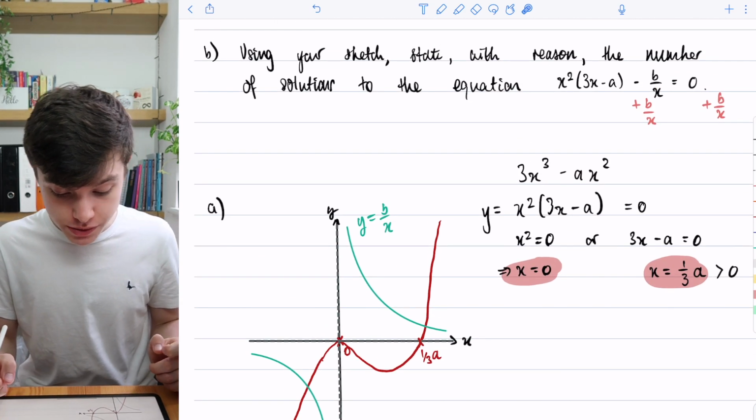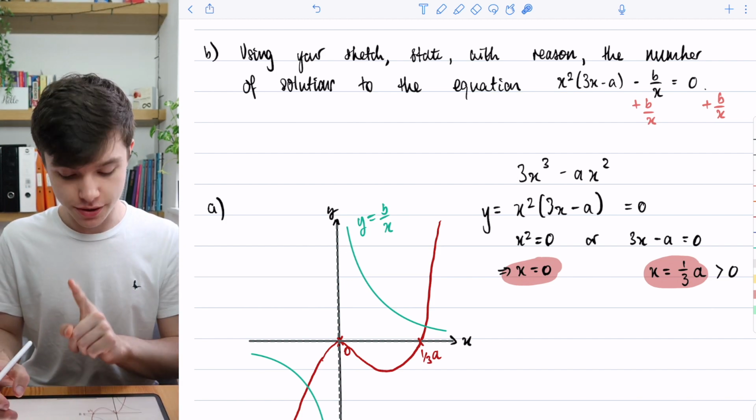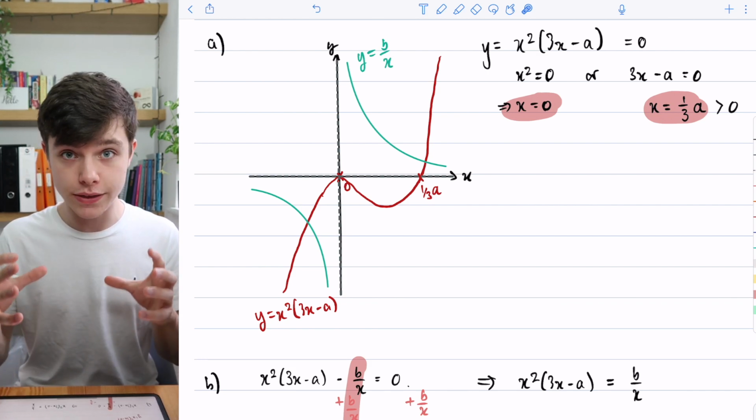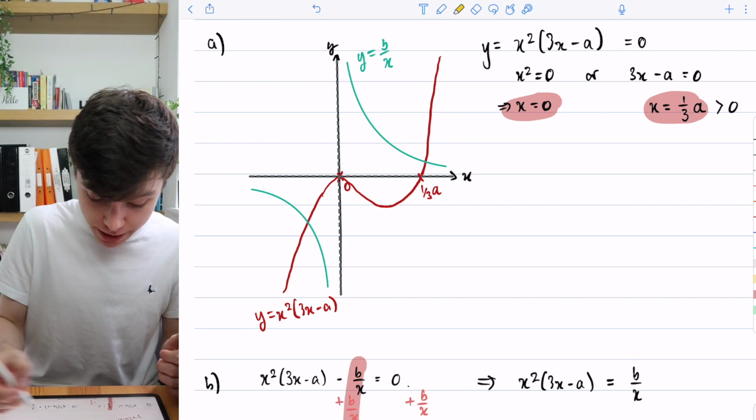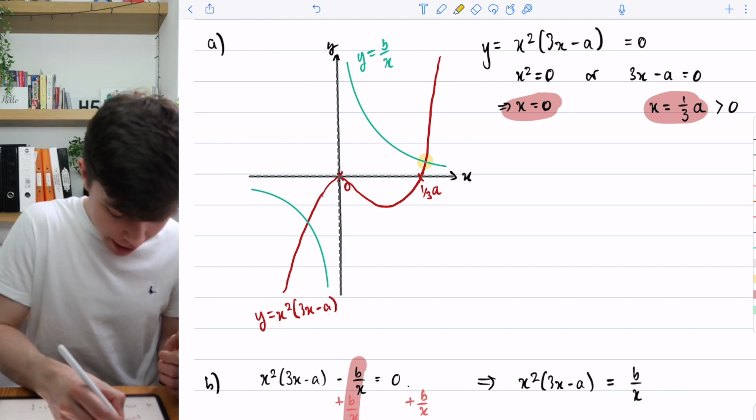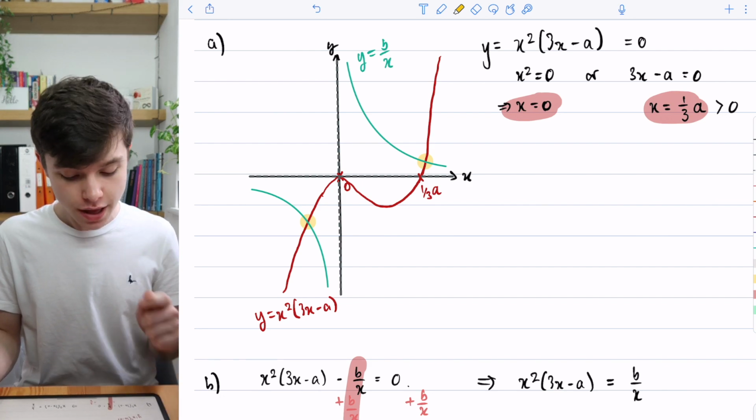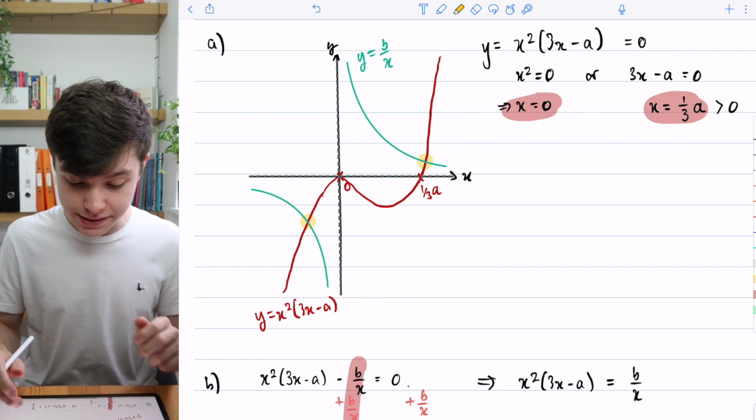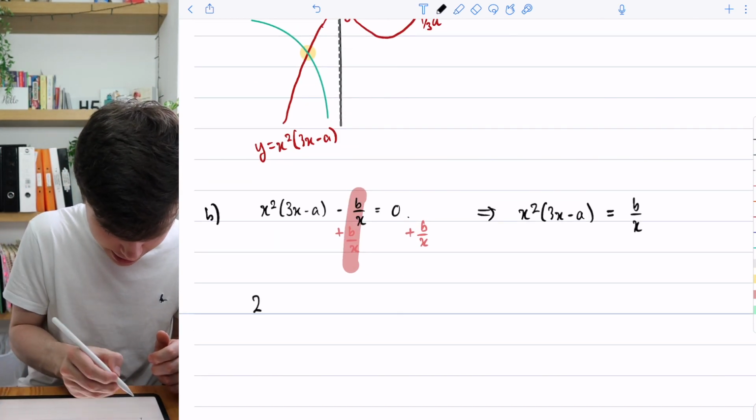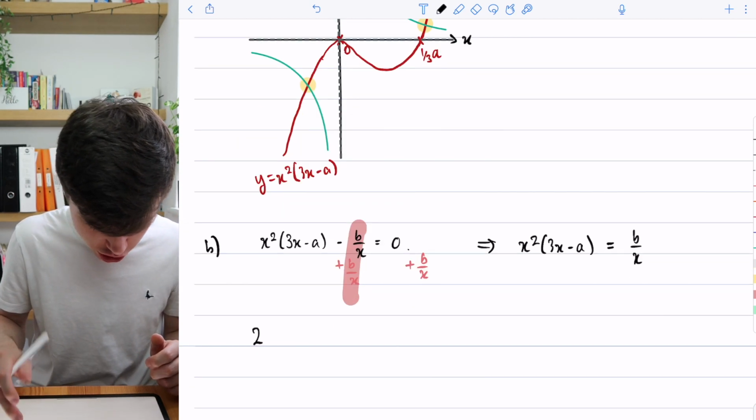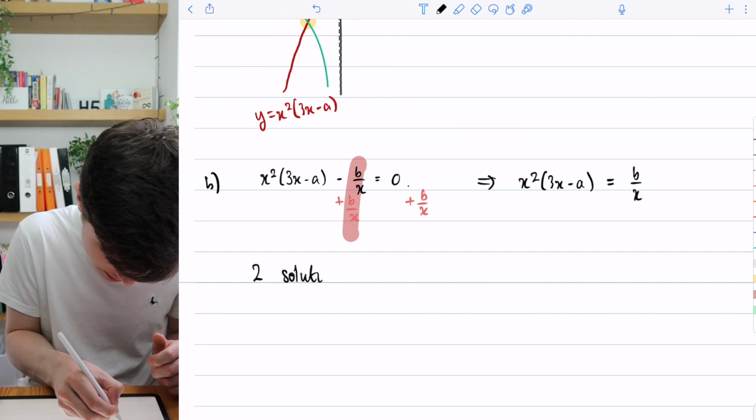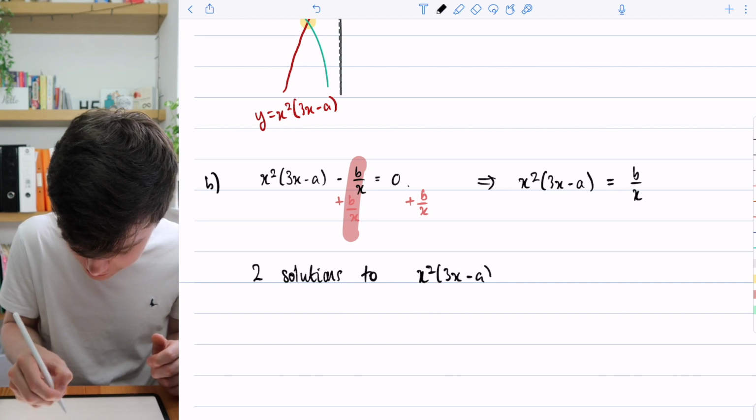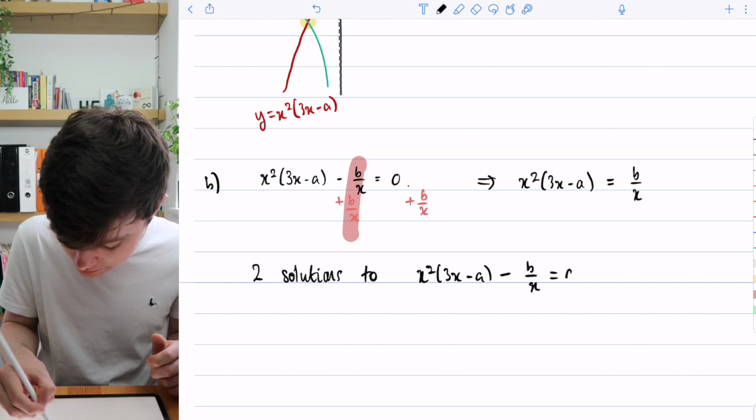So all I need to do to state with a reason the number of solutions is have a look at my graph and see how many intersections there are between the two graphs. If I highlight them in yellow, there's one intersection there, and there's also another intersection there. That's why it's really important to get your graph correct. I can see I've got two intersections, so we'll write it here: two solutions to the equation x squared times 3x minus a minus b over x is equal to 0.